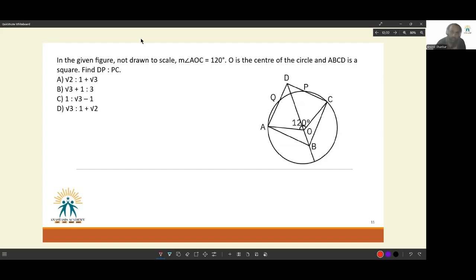Next. In the given figure, not drawn to scale, measure of angle AOC is 120 degree. O is the center of the circle and ABCD is a square. Find DP is to PC. We need DP is to PC. Okay. First thing I'm combining is this.